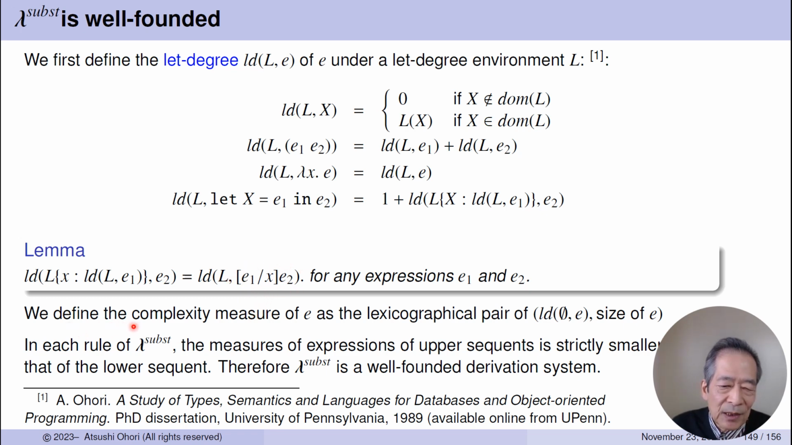So we define the complexity measure of an expression, ML expression, as a lexicographical pair of the let degree of E and the size of E, right? Then for each rule of lambda subst, the measure of expressions of the upper sequents is strictly smaller than that of the lower sequent. Therefore, lambda subst is a well-founded derivation system. So we are now safe to use this lambda subst.